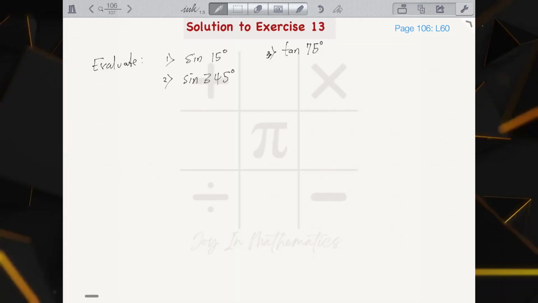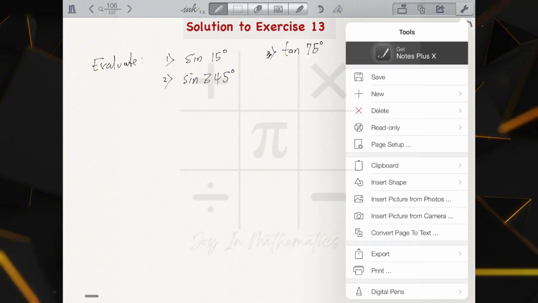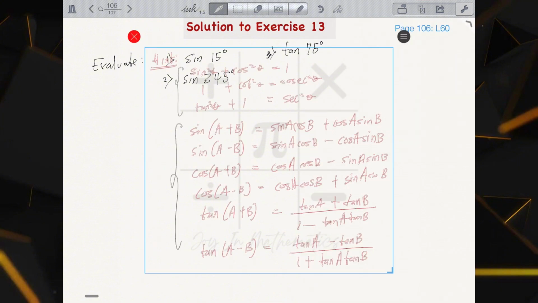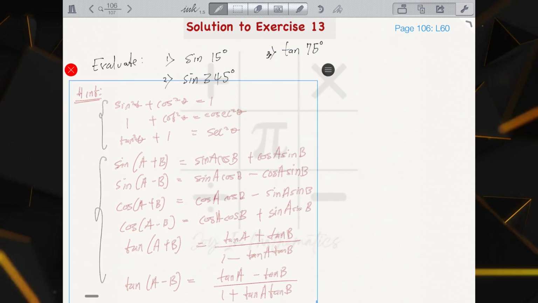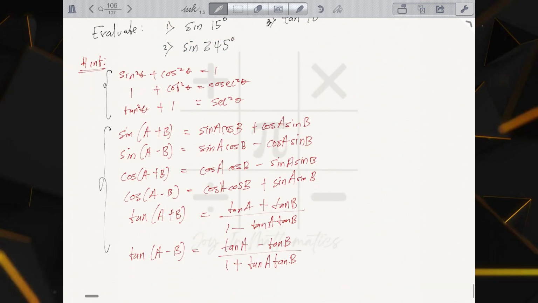Now let's solve exercise 13 together, which is a question on sum and difference identities. We're asked to evaluate sine 15 degrees, sine 345 degrees, and likewise tan 75 degrees. Let's begin with the hint, which says we have the trig identities involving the fundamentals and also the sum and difference identities.